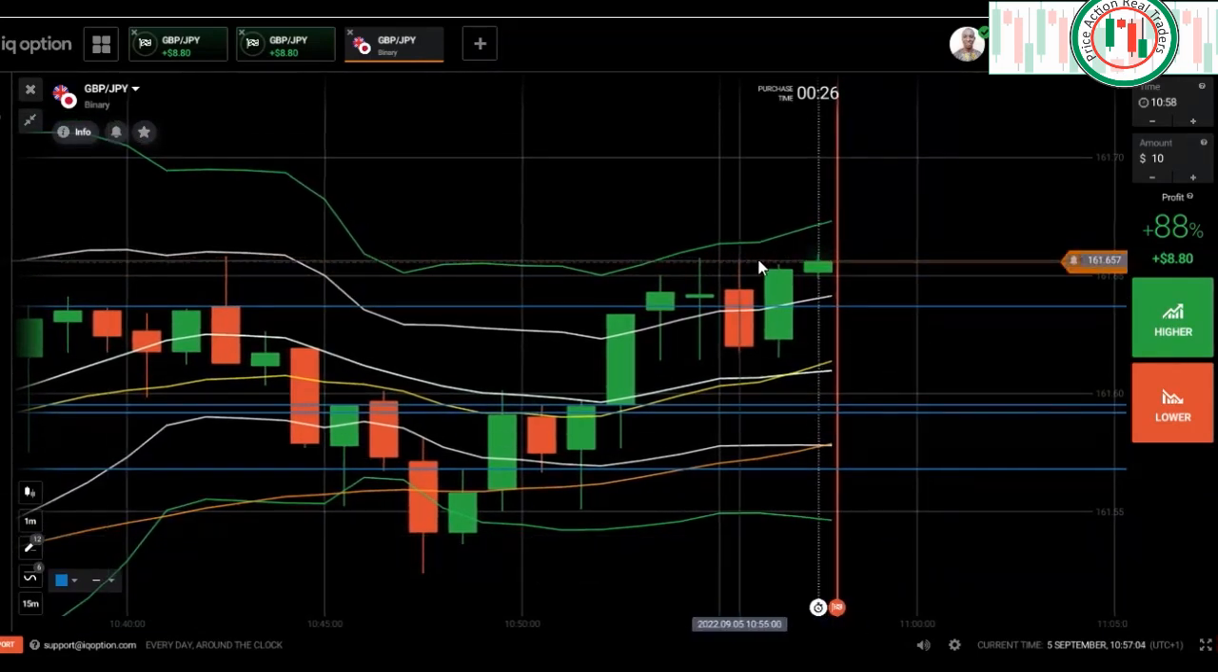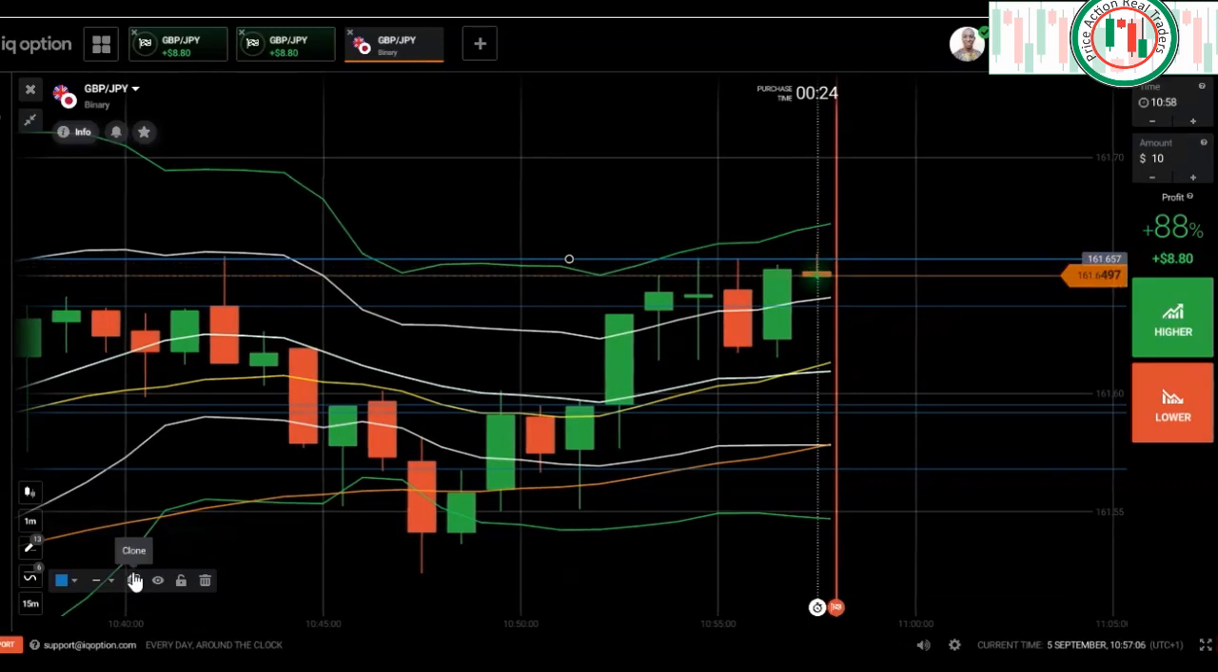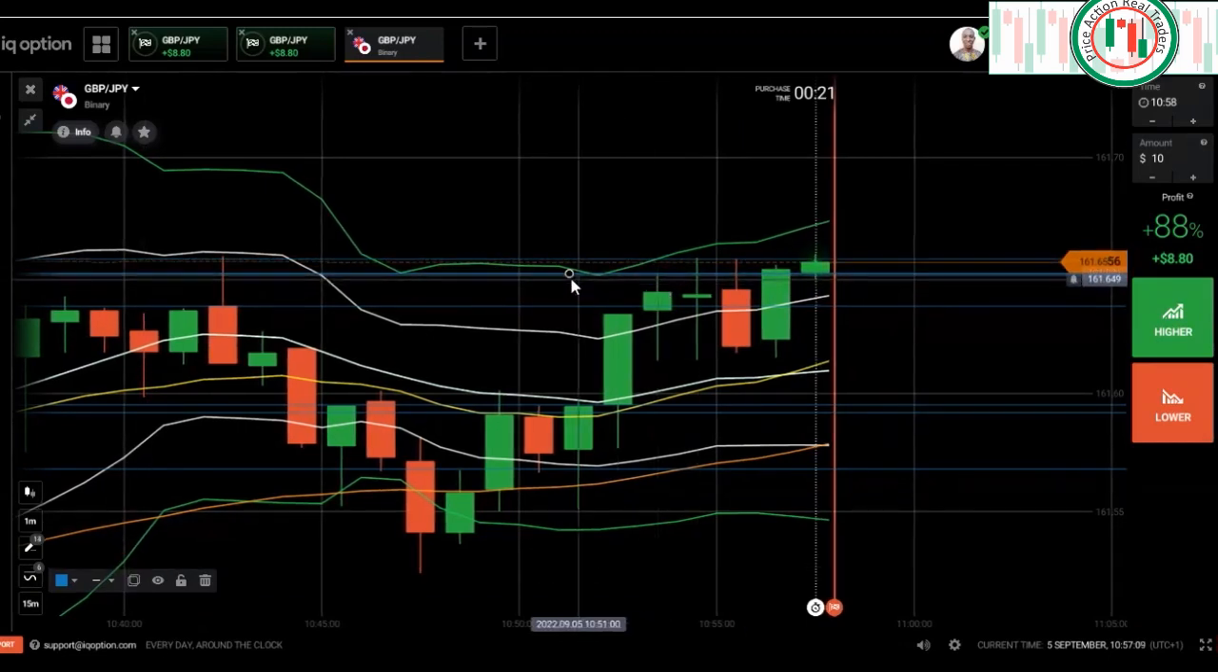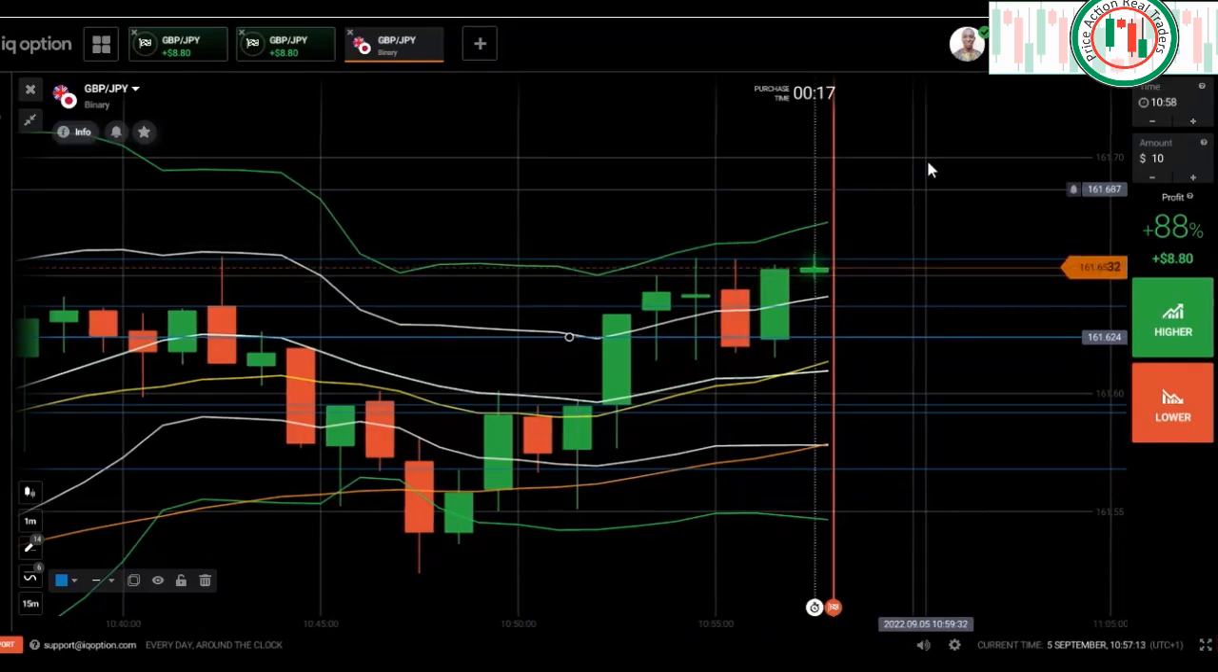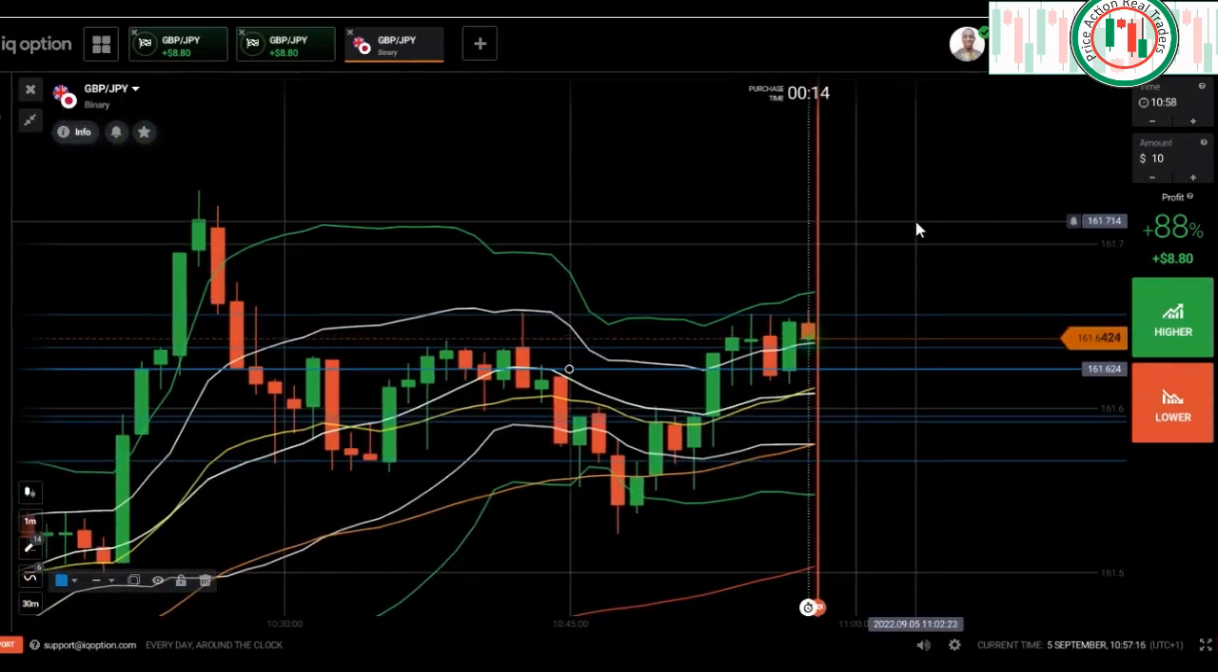You see here, if the market breaks this zone, this area, it's another zone. You wait for this zone, the market may come back quickly to this zone, then you can place your trade, call option.